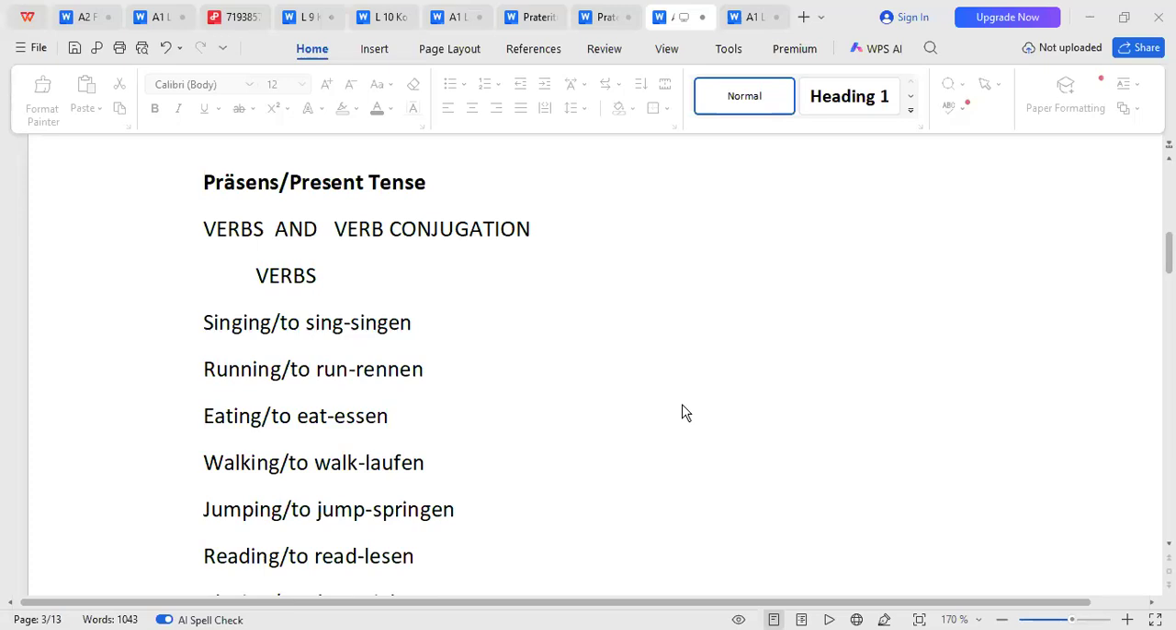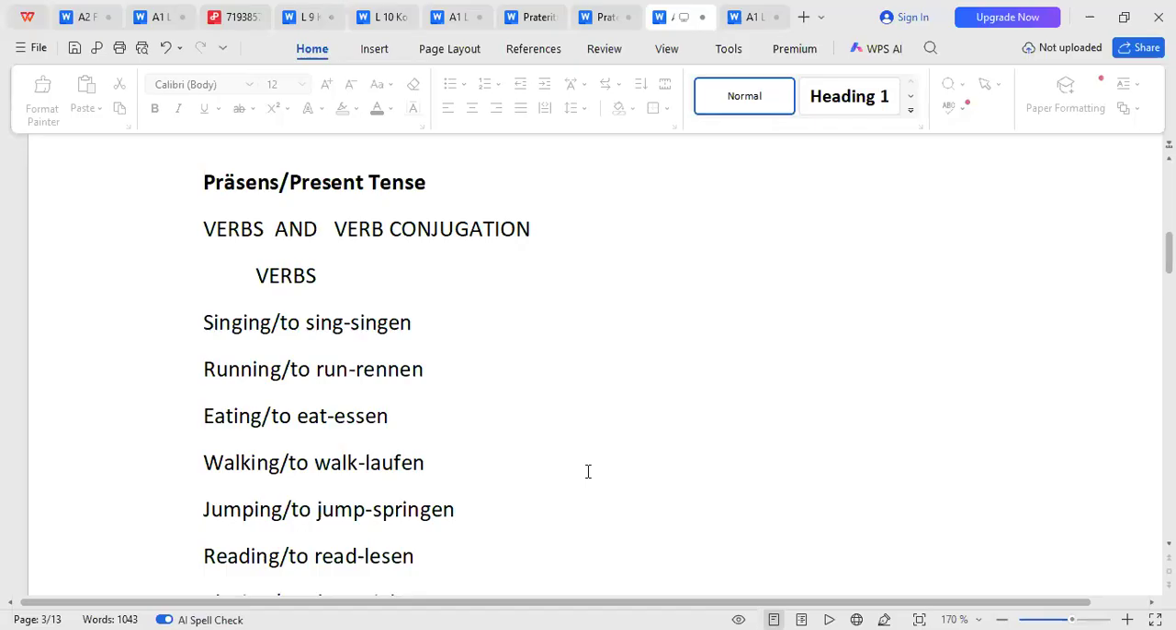So feel welcome, and in case of any question, you can just use the chat section to ask the question. So we are going to start off with the verbs and verb conjugation. A verb is a doing word in English. To cook, to sing, to walk, to jump. Those are verbs. A verb is a doing word.